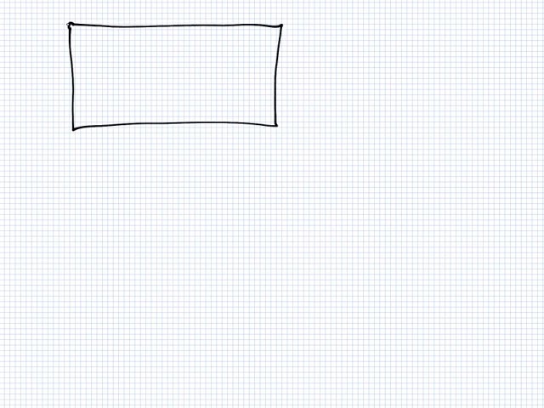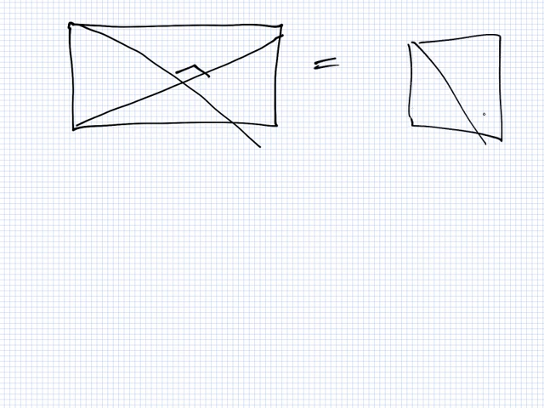We want to prove that if these are perpendicular, then it must be actually a square. That's what we're trying to prove, yeah?